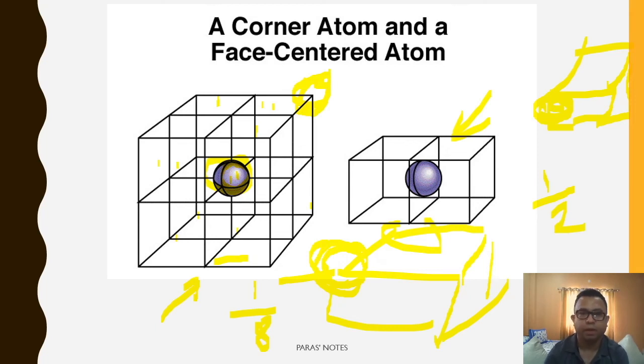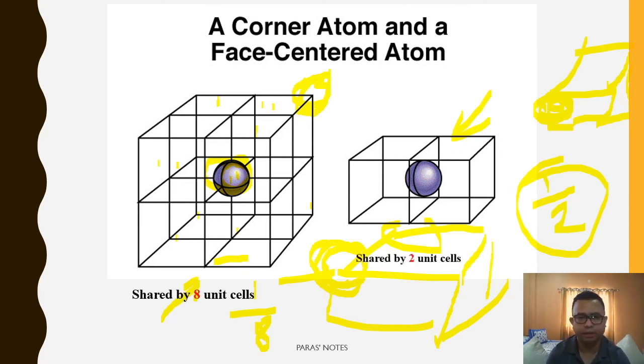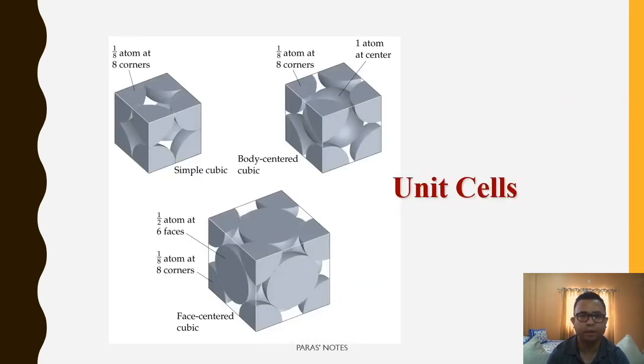So that means any ball which is there at the corner will count as 1/8, not one ball, because 8 unit cells are using it. Whereas any ball which is there at the faces will count not as one ball, but rather as half, because one ball is being used by 2 unit cells. Now there you can see 8 unit cells sharing one, and the other one is shared by 2 unit cells.